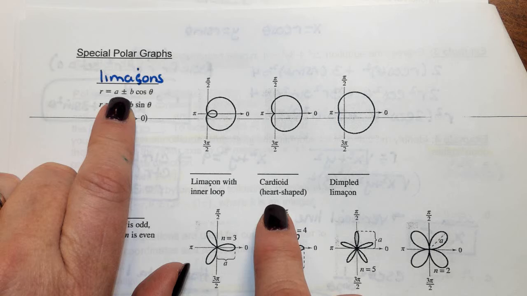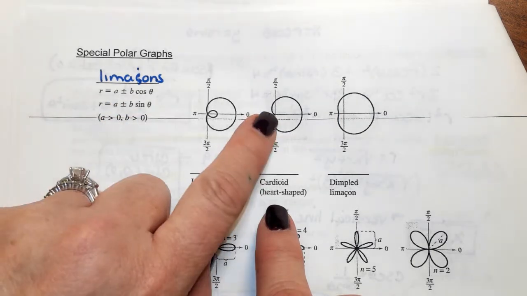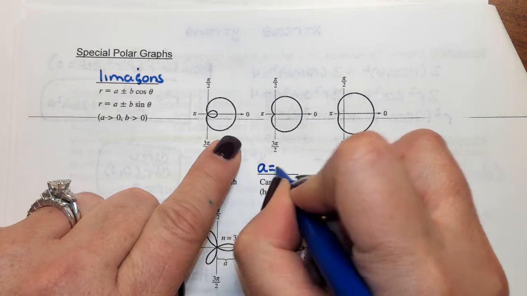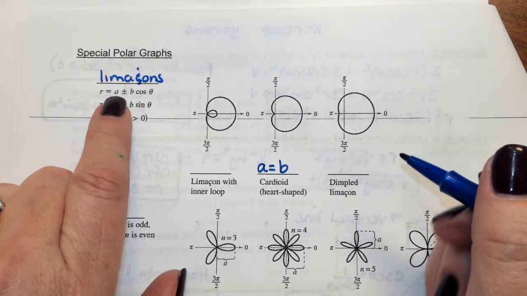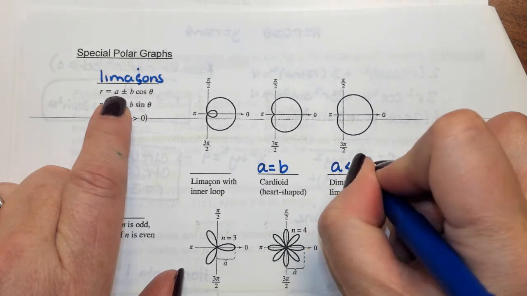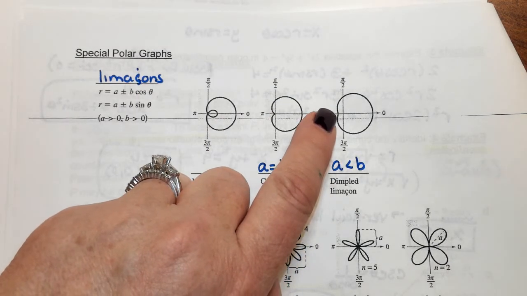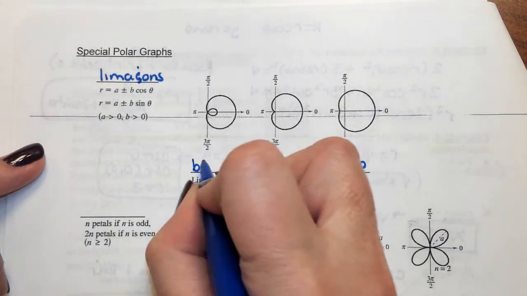So a limaçon equation is r is equal to a plus or minus b cosine theta. The cardioid will always have the indentation at the pole, and this is going to happen when your a and b are the same number in this particular equation. If a is greater than b, you will have the limaçon without the inner loop. And notice this indentation is not at the pole. And then the limaçon with the inner loop is when b is greater than a.